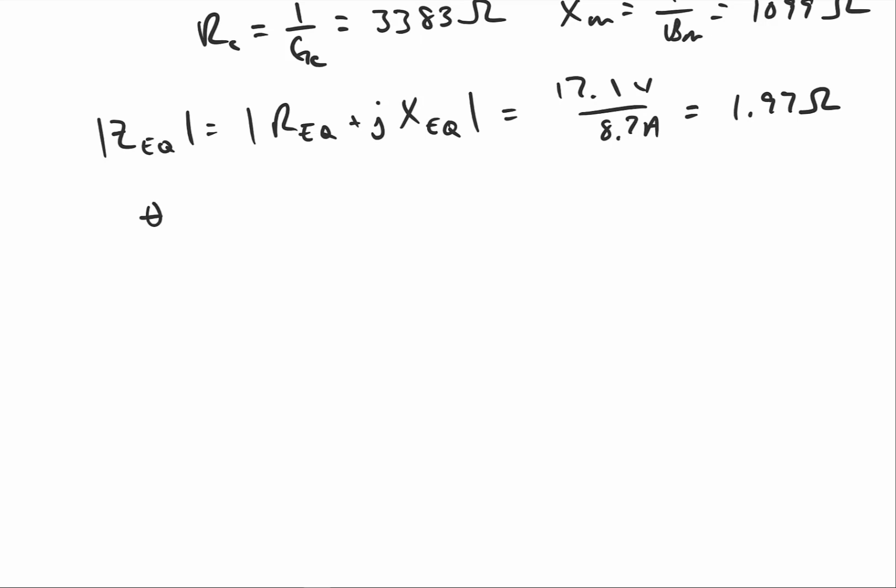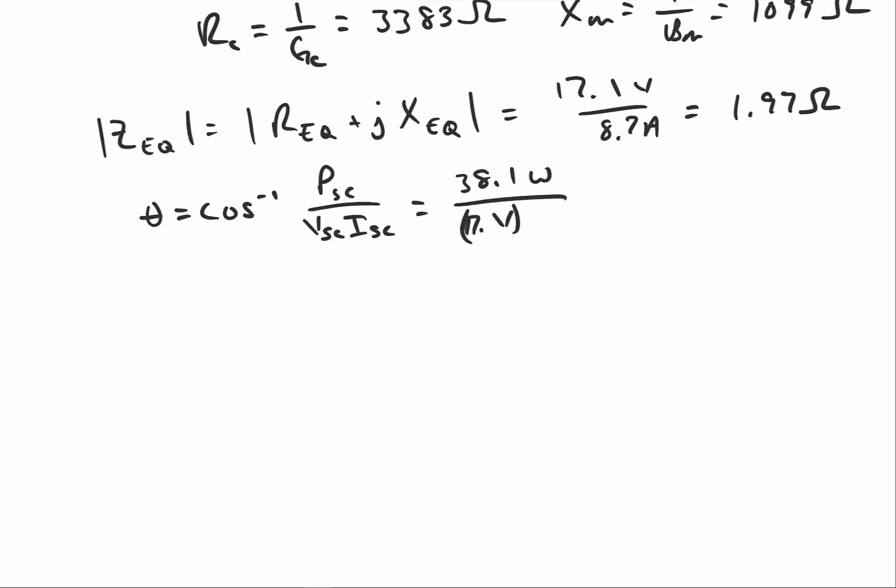And to find the angle, similar idea here. It's going to be the inverse cosine of the power over the voltage times the current. In this case, the power was 38.1 watts, divided by 17.1 times 8.7. And that gives us 75.2 degrees, an inverse cosine here.